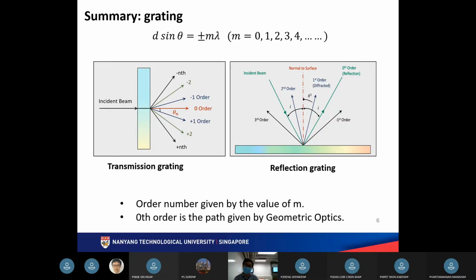If you pass light through, for example, a grating surface, you will also be able to see this interference pattern, or we also call it the diffraction pattern. This is actually similar to Young's double slit.